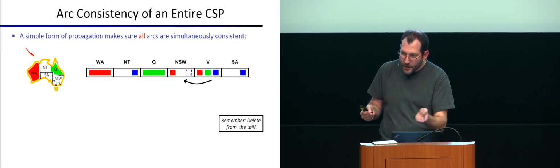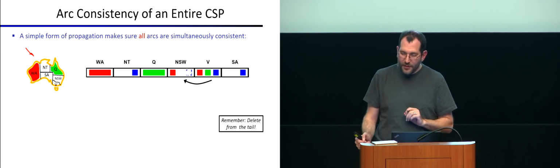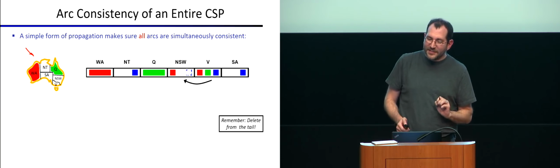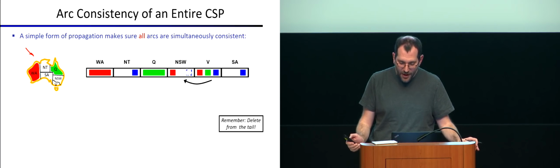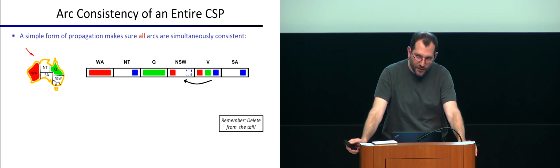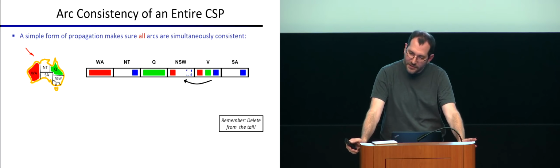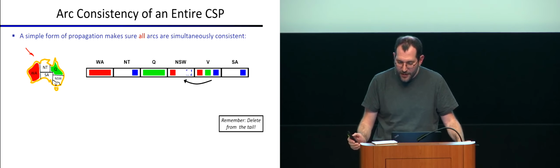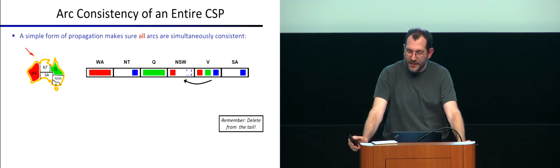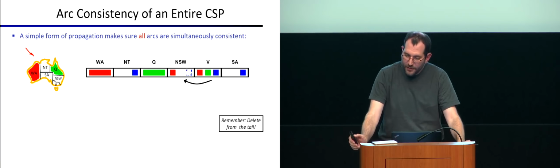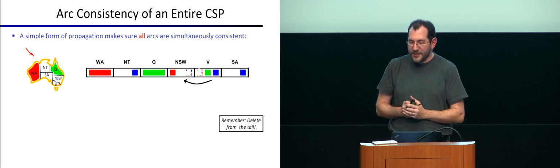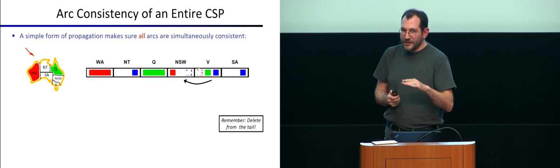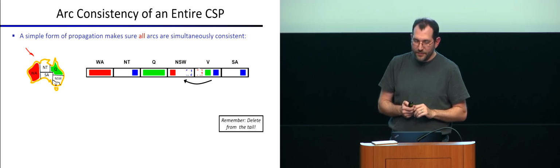Remember, this arc was nice and consistent before, but that argument of its consistency was based on the presence of blue at NSW. Blue's gone. That means some of my reasoning from before needs to be re-reasoned. In particular, red used to be okay at V because I could pick blue at NSW. That's no longer okay, and I'm going to need to eject red here. Now the arc is consistent again. For any choice at V, there is a legal extension at NSW.